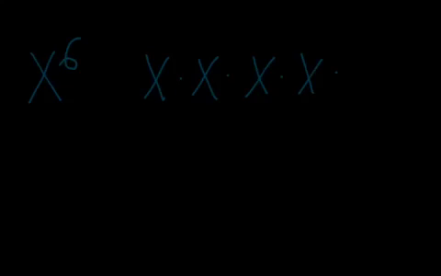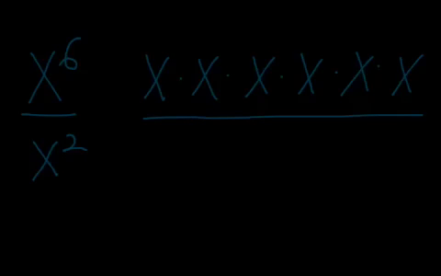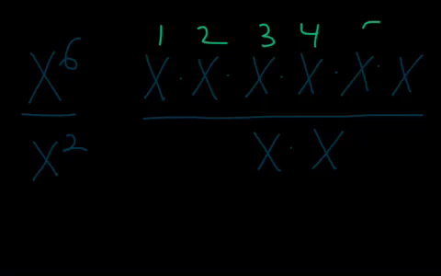So x to the power of 6 is the same thing as x times x times x times x times x times x. And x to the power of 2 is the same thing as x times x. We have 1, 2, 3, 4, 5, 6 on top, and 1, 2 on bottom.